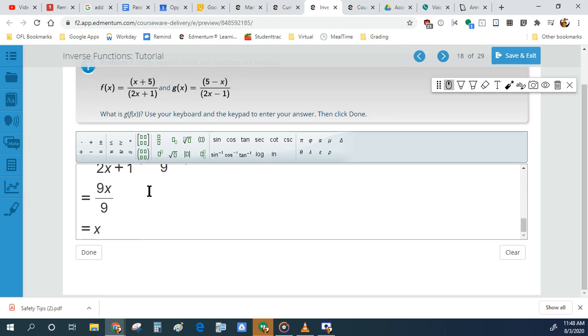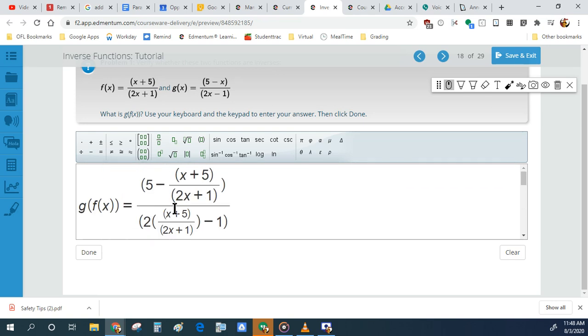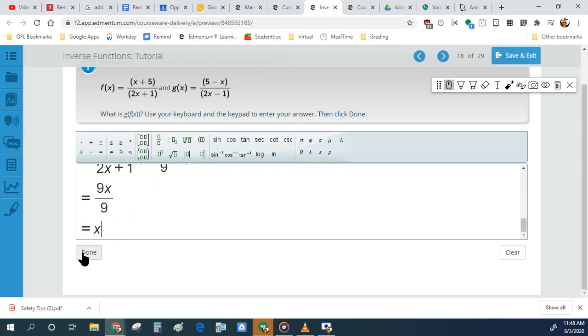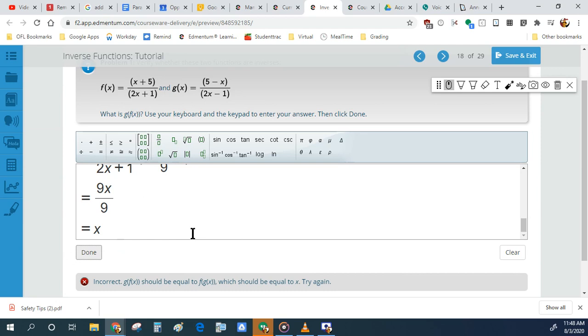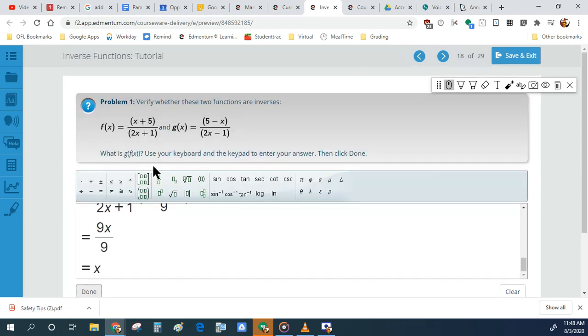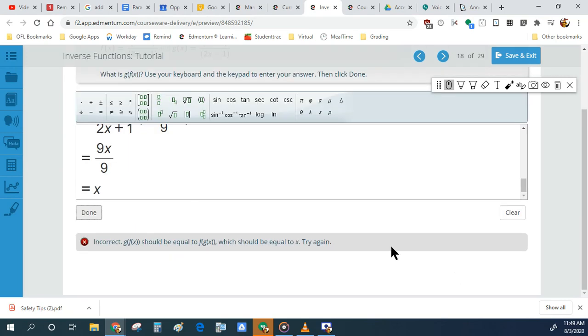So I'm going to show you guys eventually how to do it in a Google Doc. That way you can just write it down, take a picture and do it, because this is way too much work. So I'm going to click done on this one. It's going to say incorrect. But it honestly should be.